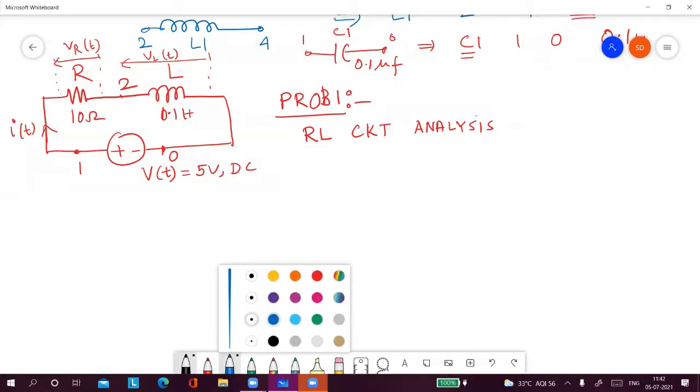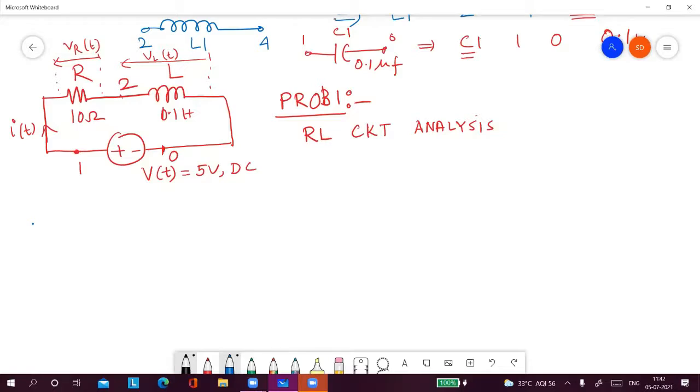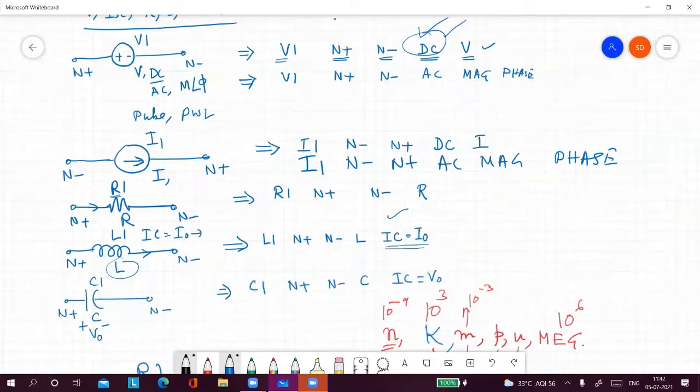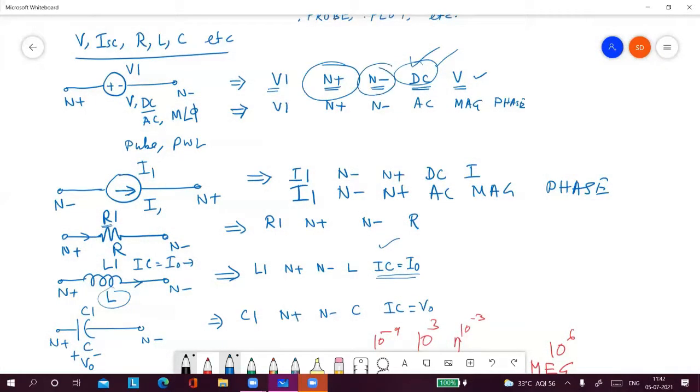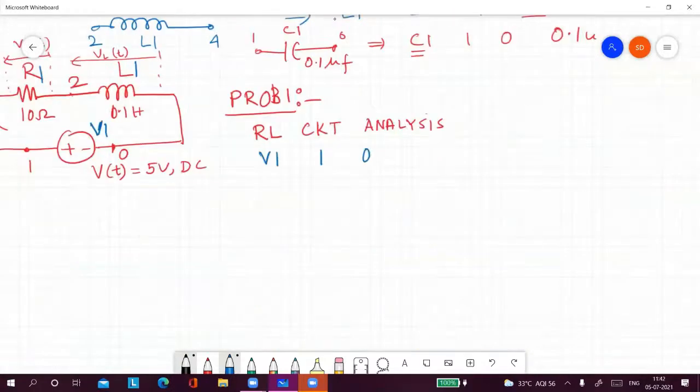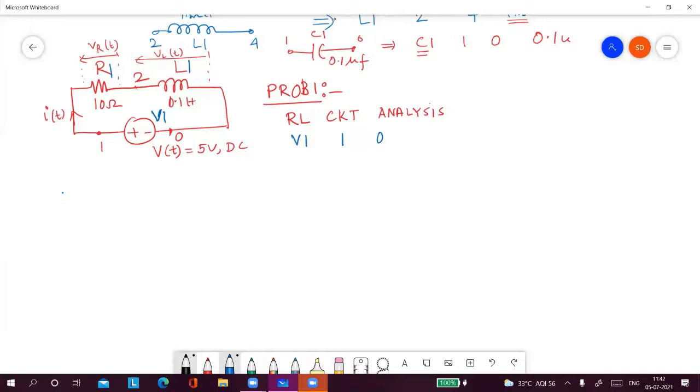All right. So what will be the SPICE program? First, write the name. Let this be V1. Let the name of the resistance be R1. Let the name of the inductance be L1. First the title line, then V1. V1 is connected between 1 and 0. You know, n plus and n minus: first you have to write the n plus, the positive terminal, then n minus, the negative terminal. So V1 1 0 DC 5, the magnitude 5 volt.